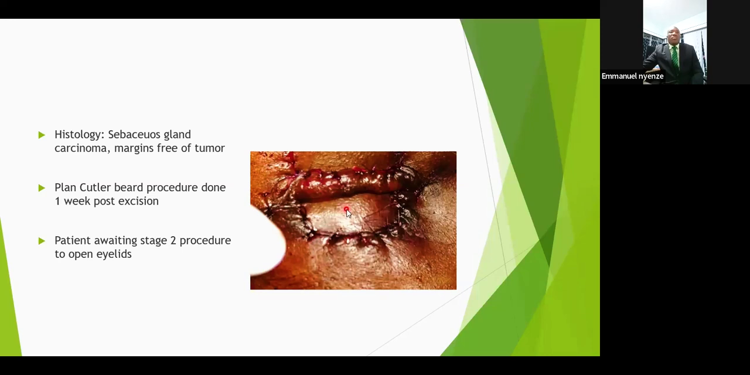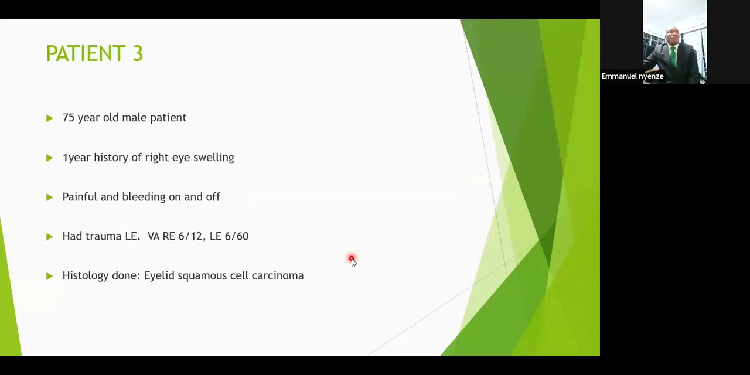Cutler-Beard procedure is a very good procedure because you reconstruct the anterior lamella and the posterior lamella in the same setting. In that case, it is an easy procedure to perform. So the patient currently, Cutler-Beard procedure was done, and the patient is awaiting the second procedure of separation of the lesion. So this is a case where we managed to perform good management.